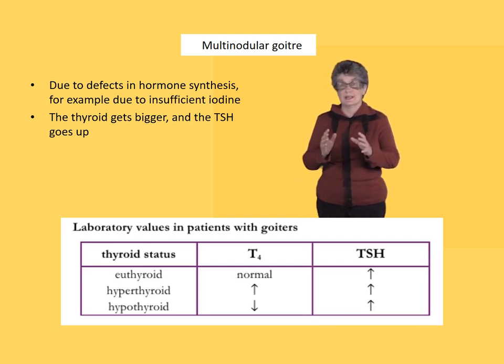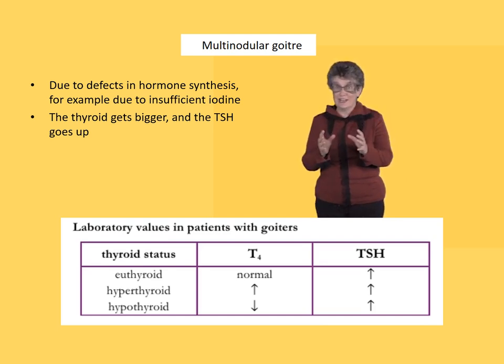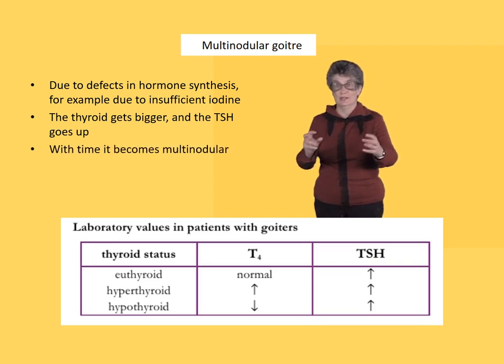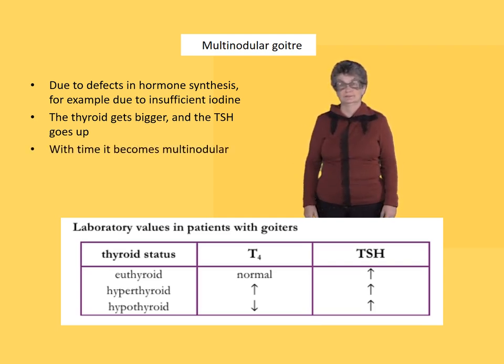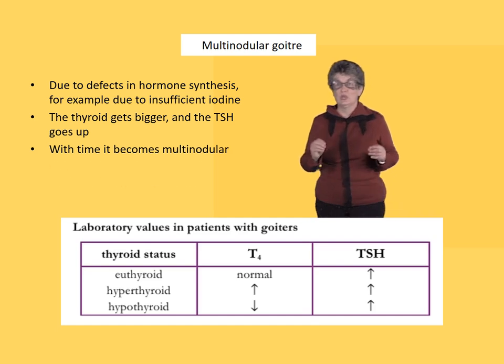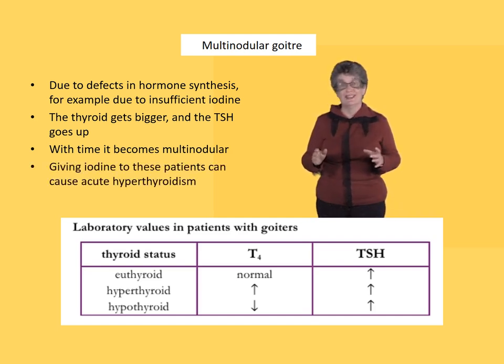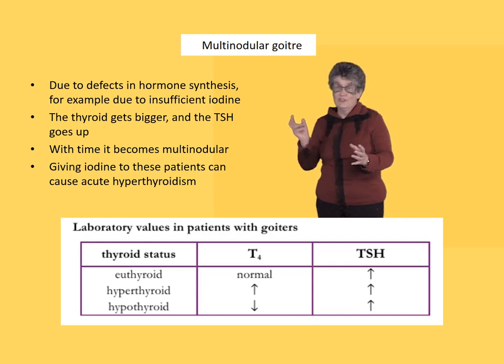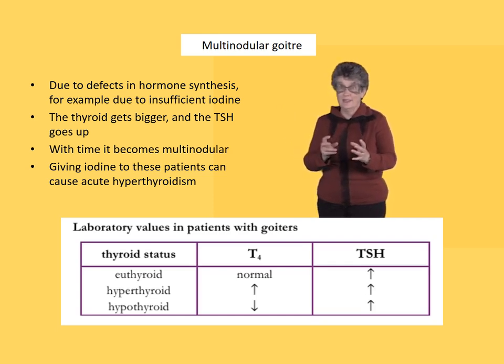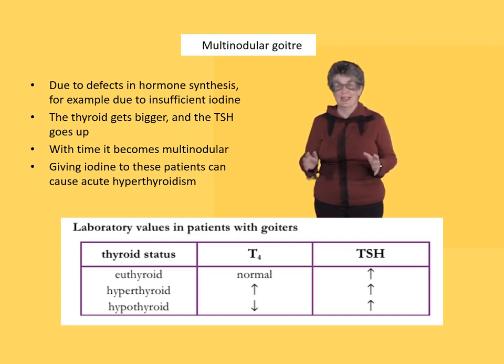All goiters start off small and gradually increase in size, and as they increase in size, they become multinodular. Giving iodine to patients who have a multinodular goiter can cause acute hyperthyroidism. That's because the thyroid is in a situation of overstimulation by the TSH, and if you feed it iodine, then it'll just go into hyperdrive, and hyperthyroidism can occur.